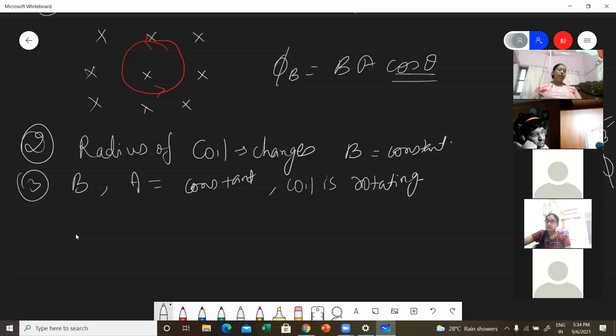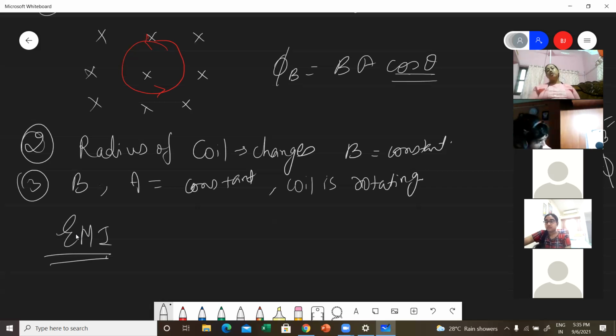So these are the three things which help to increase or decrease my flux, whether it is magnetic flux or electric flux. Clear? Now, in the chapter you have seen that the name of the lesson is electromagnetic induction. So here we will study my EMI. What is EMI? Before that, we have already studied.